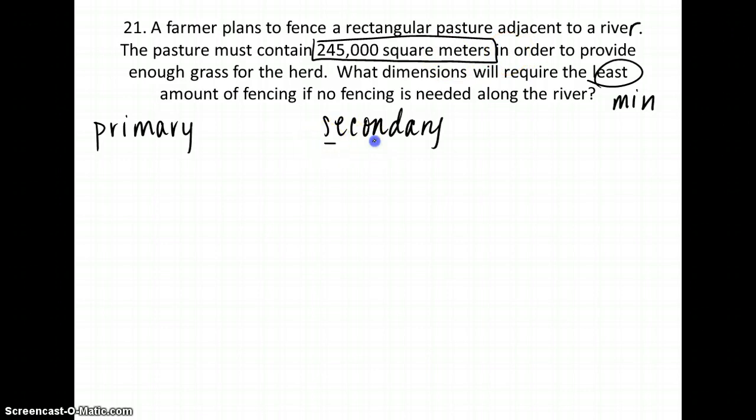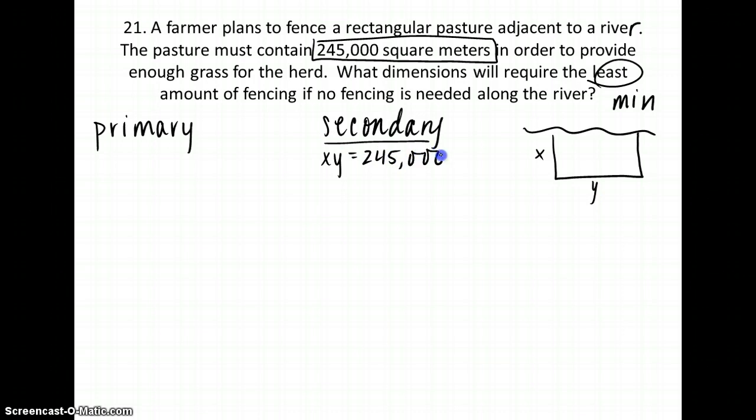Well, that's area. So our secondary equation, all right, it's along a river, x times y. So the area is 245,000 square meters. And we're looking to minimize the amount of fencing. Well, what's the fencing around? That would be the perimeter. And it's not 2x plus 2y. We were told there's no fencing needed along the river.